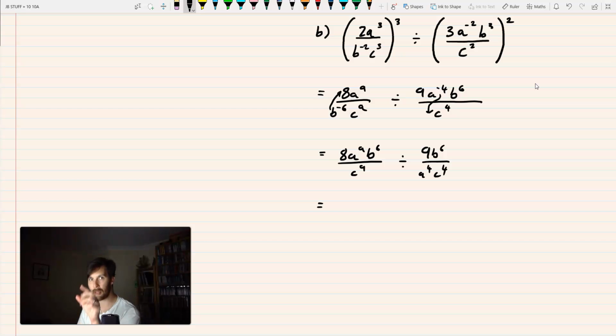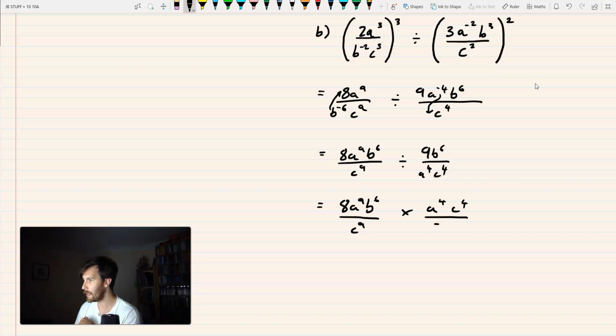Okay, now I've got to do something a little bit funky because I've got a division with the fractions. The way that we divide fractions is to flip the second one and multiply. So my first job is just to straight up copy down the fraction that's on the left hand side. And now I'm going to multiply that by the reciprocal of the fraction on the right. So a to the power 4, c to the power 4, over 9b to the power 6.